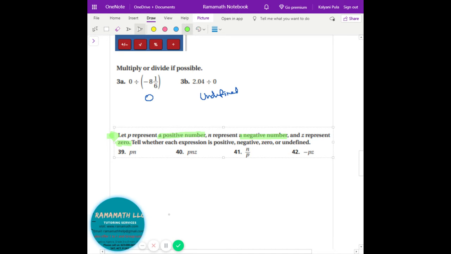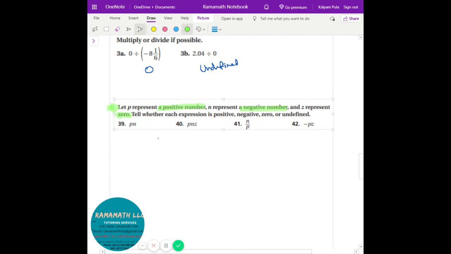Okay, I want to give you a minute. Go ahead and try that one. So the first one is a negative, because one is positive, one is negative. Yep, you got it. How about the next one? The next one is zero, because there is a 0 in it. Okay. How about 41?